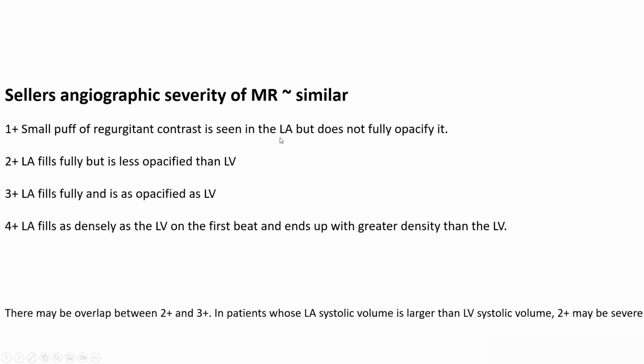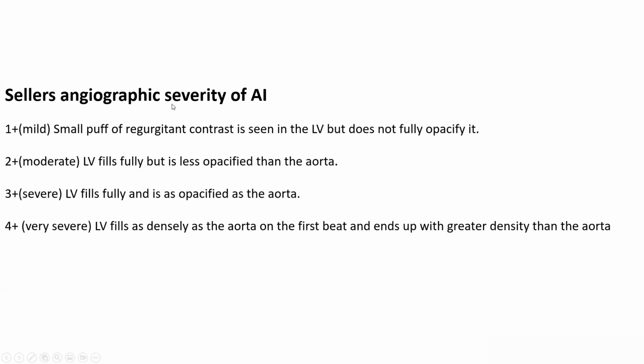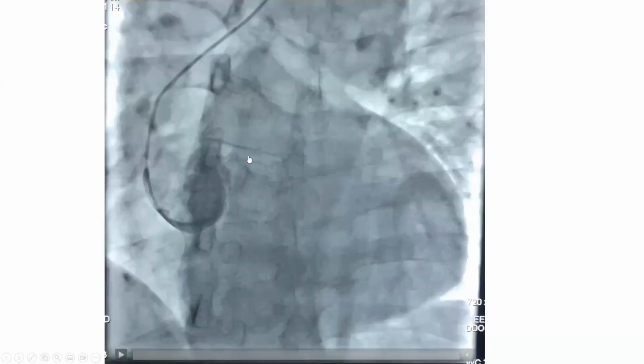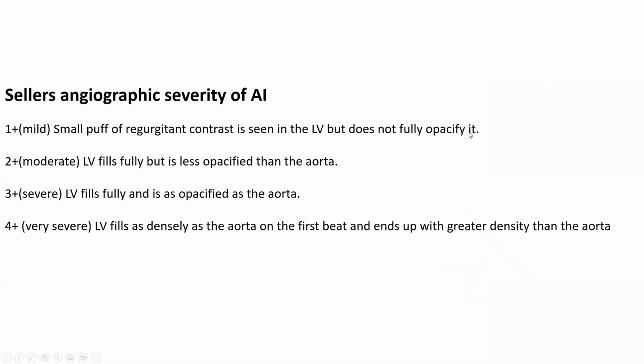And the same applies for MR. So we classify angiographically AI and MR into 1+ to 4+. 1+, you have a small puff of regurgitant contrast go from the aorta to the LV, but you do not fully opacify the LV. You just see a puff there.